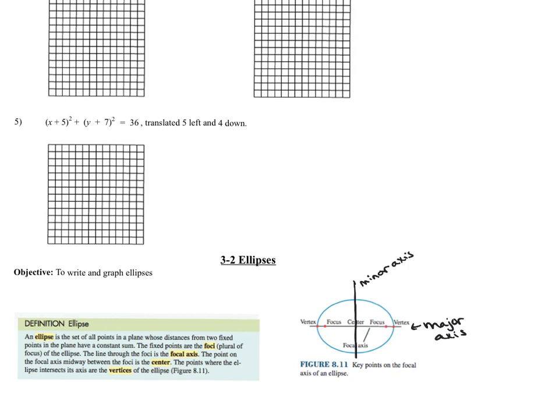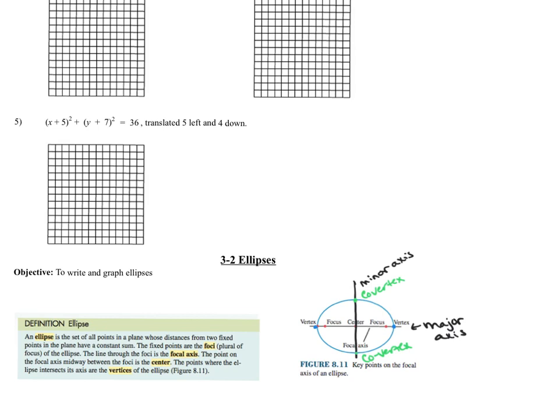The points where the ellipse touches either the major axis or the minor axis are called vertices if it's on the major axis. So there's a vertex here and a vertex here, or co-vertices. This is a co-vertex if they're on the minor axis. You can also have an ellipse that is longer going up and down, and the only thing that changes is the equation of the ellipse.